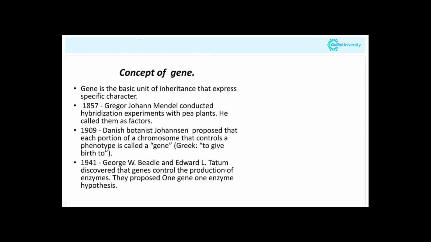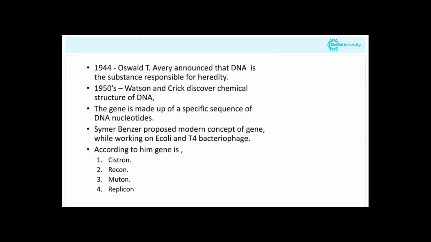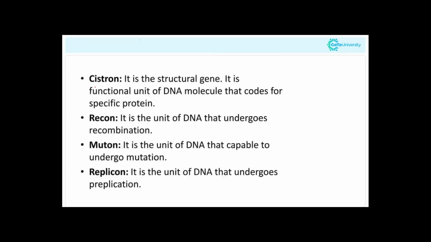Now, we are not moving to the concept of gene right now because we have already learned it in the last class. So we know the terms like cistron, as I mentioned, which is a structural gene. It is a functional unit of DNA that codes for a specific protein. Then recon is a unit of DNA that undergoes recombination. So rec refers to the recombination part. Then muton refers to mutation, that is DNA capable of undergoing mutation. Now moving to replicon, it is a unit of DNA that undergoes replication.